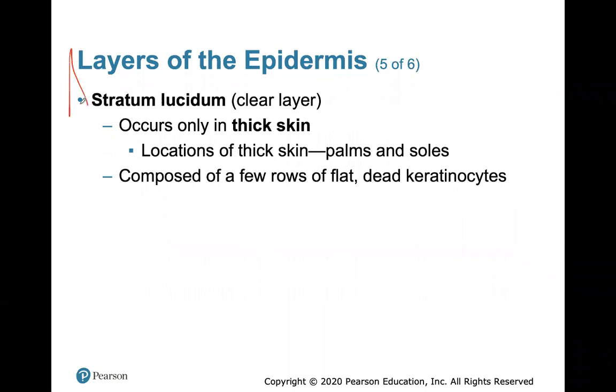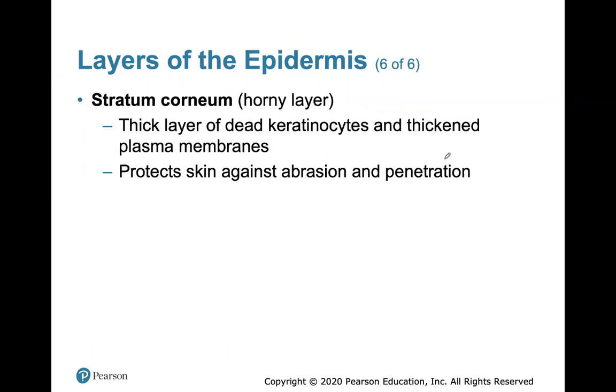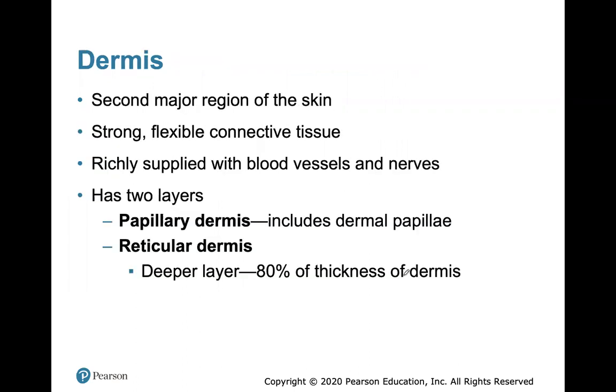And again, this is important. The stratum lucidum only occurs in thick skin, and it's located in parts of the body where you have thicker skin, like the palms of your hands and the soles of your feet. And it's just composed of a few rows of flat, dead keratinocytes. And then we have the stratum corneum, more layers of dead keratinocytes with thickened plasma membranes. This layer will protect the skin against abrasion and penetration.